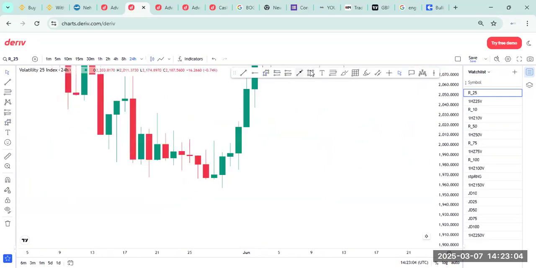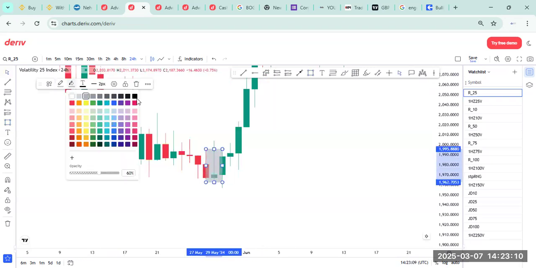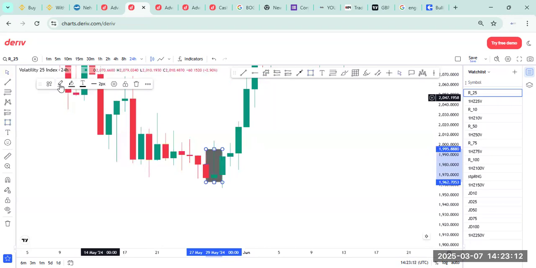Okay, so we want to consider these two candles here. And you can see that we have that engulfing candle.